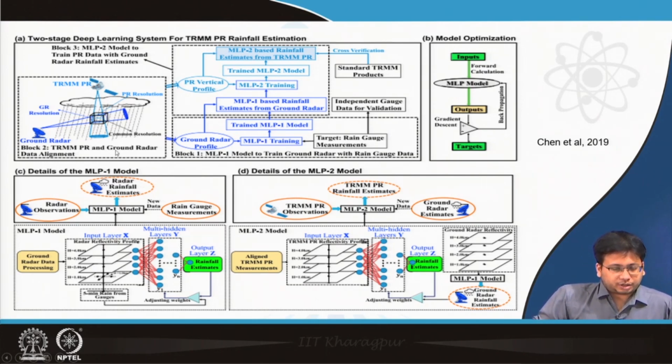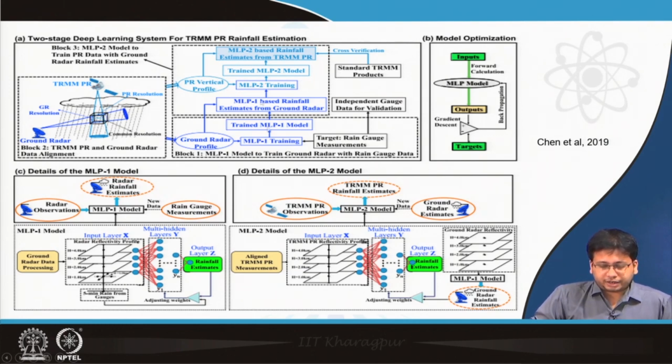So what is happening here is that you have the ground radar, if you focus on this block 2, and there is the TRMM precipitation radar. This one is taking imagery of the region where the rainfall is happening, and the other is taking a profile view of the rainfall.